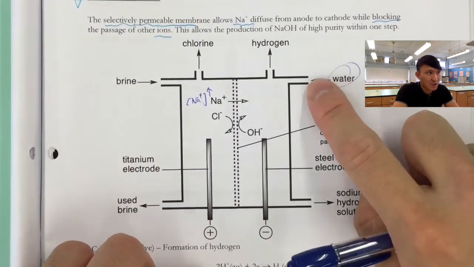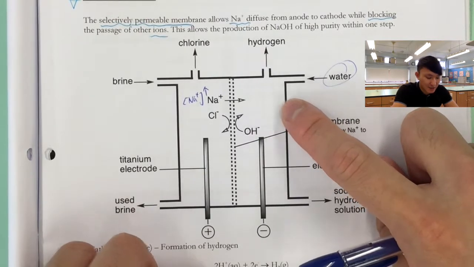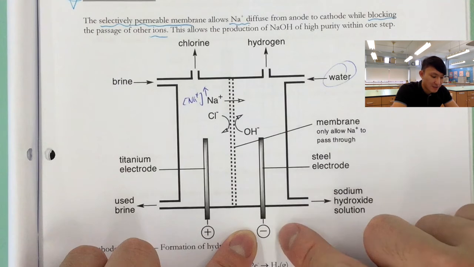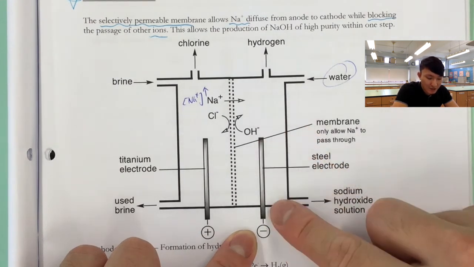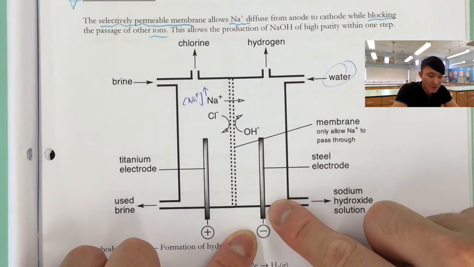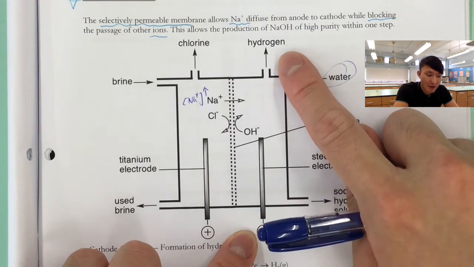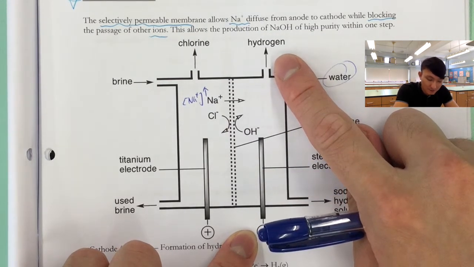Now, when water is loaded into the right chamber, and this is where the negative electrode is stationed, so here the H plus will be attracted to the negative electrode, and it will be discharged to form hydrogen gas, where we have the second major product.